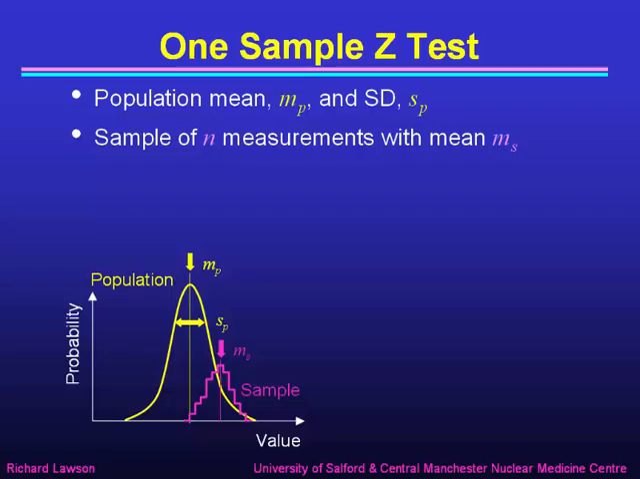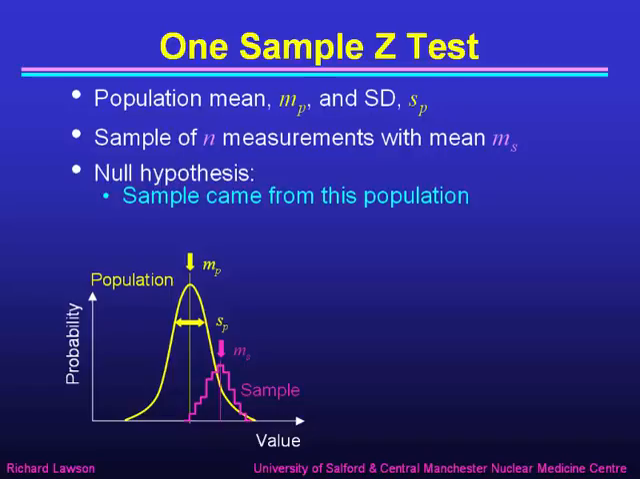The one sample Z test assumes that we have a population with a mean MP and a standard deviation SP, as shown by the yellow population in the diagram. And instead of just having one measurement, we have a sample of n measurements which have a mean MS, as shown by the purple distribution in the diagram.